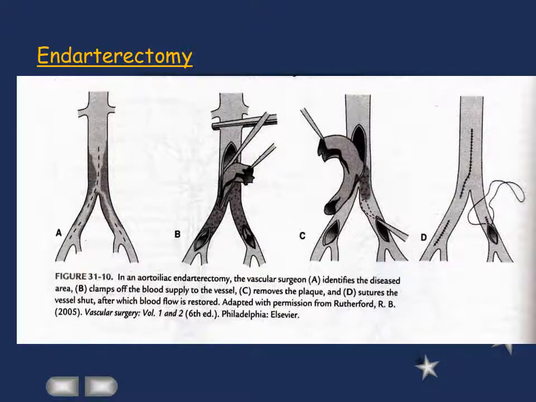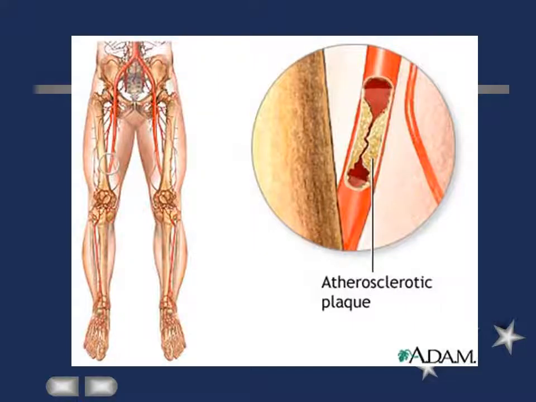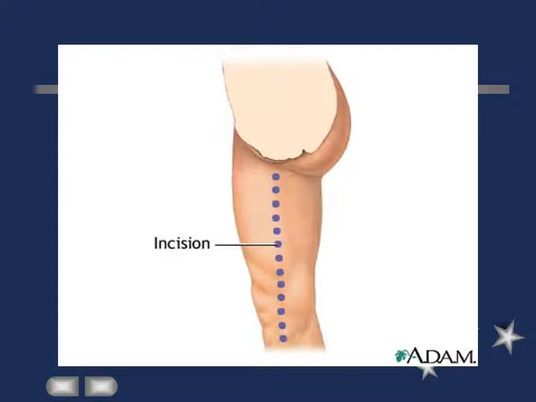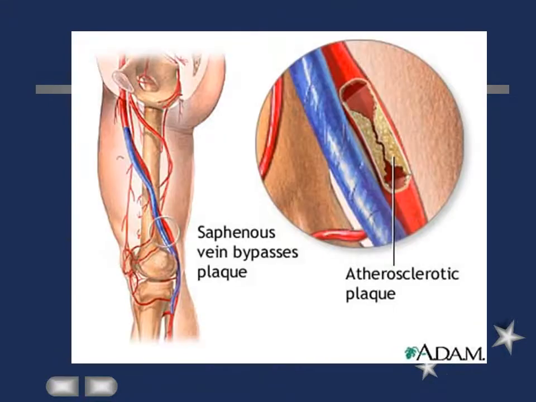Okay, as you can see in the figure, for endarterectomy, the procedure first identifies the disease area. Clamps are placed to stop the blood supply to the vessel. After that, the plaque is removed and the vessel is sutured shut, after which blood flow is restored. Okay, so this is the endarterectomy. Okay, as you can see in the figure, saphenous vein bypass.